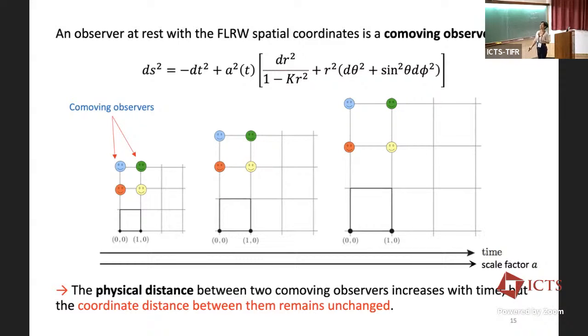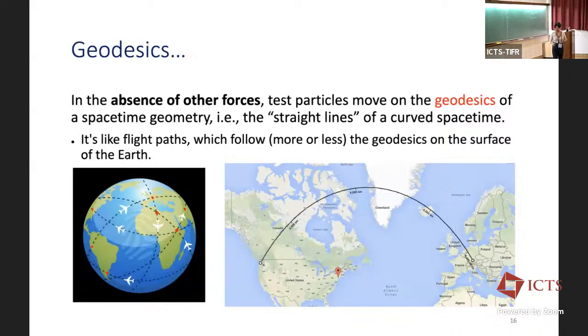Another concept is that of the geodesic. Geodesics are essentially just straight lines in a curved space-time. These are the shortest paths that particles not subject to any other forces would move on in a given spatial geometry, or space-time geometry. The easiest way to think about this is to think about flight paths.